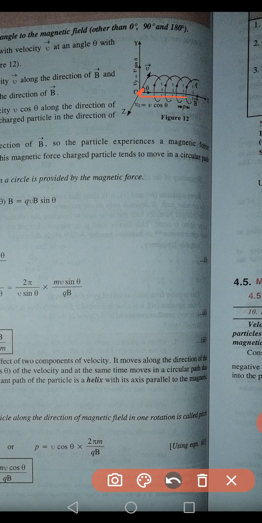Now for the component v sin theta, this component is perpendicular to the magnetic field, because the magnetic field B is along the x-axis. V sin theta is perpendicular to the magnetic field. As we know, if the velocity is perpendicular to the magnetic field, the particle undergoes a circular motion. In case 2 we already got this.